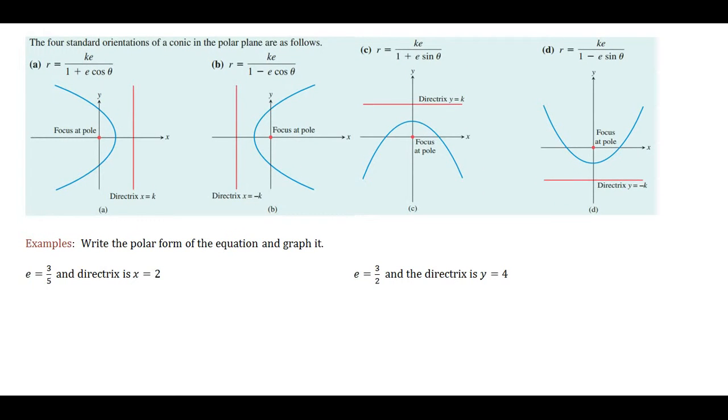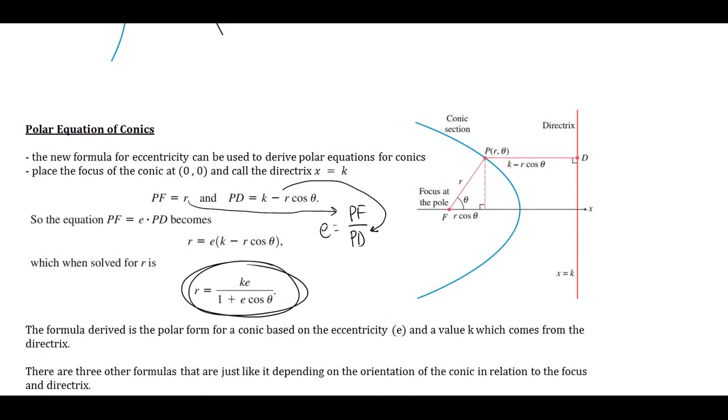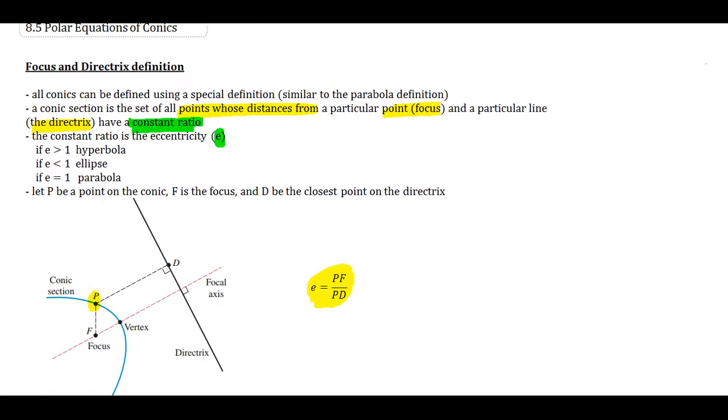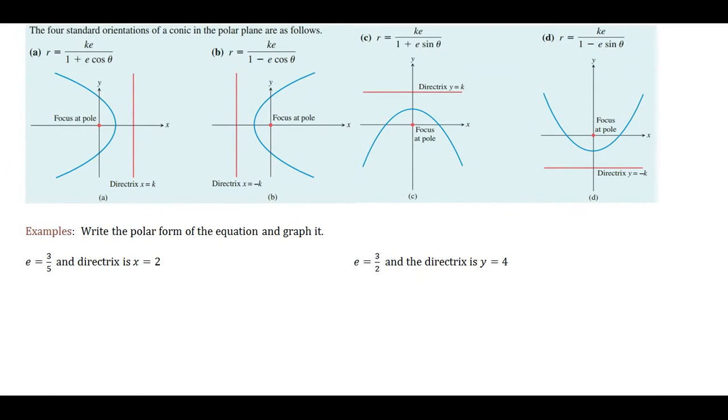So how about this? Write the polar form of an equation whose eccentricity is 3/5, less than 1. So less than 1 is going to tell me it's an ellipse. Where do I have that written? Right here. Less than 1 is an ellipse. So we know it's an ellipse. And the x value is 2. So what do I know? I know this is an ellipse, and I know that x is equal to 2, so that means we're going to be using this equation.